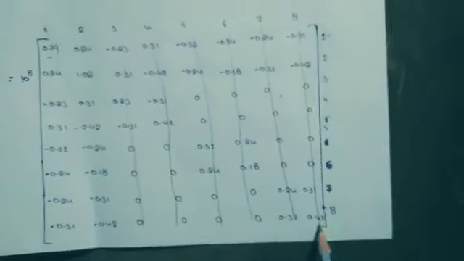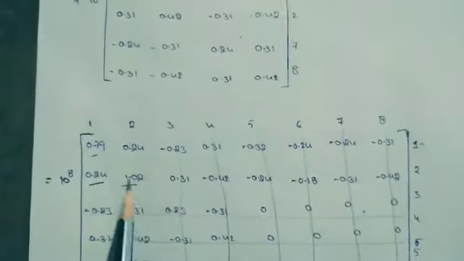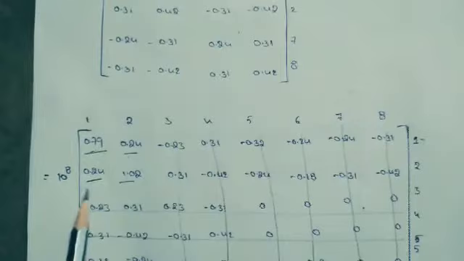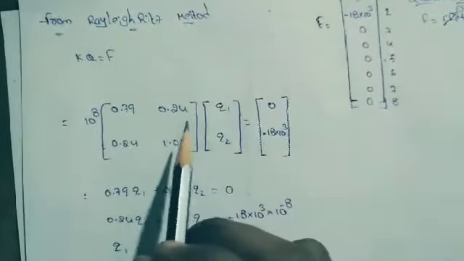Third column, fourth column, fifth column, sixth column, seventh column, eighth column. Similarly, third row, fourth row, fifth row, sixth row, seventh row, eighth row also. What is the remaining value? 0.79, 0.24, 0.24, 1.02 into 10 power 8. This is the K matrix. So you have to indicate the remaining matrix after cancellation of the rows and columns corresponding to the supports.